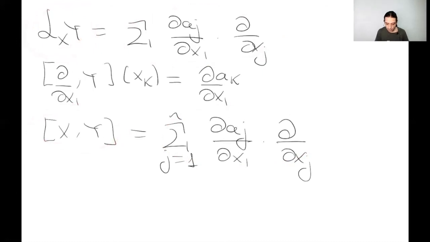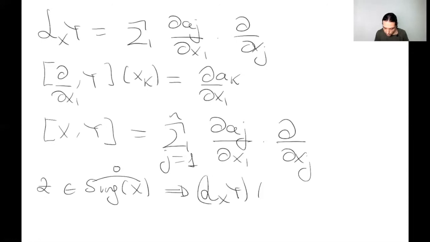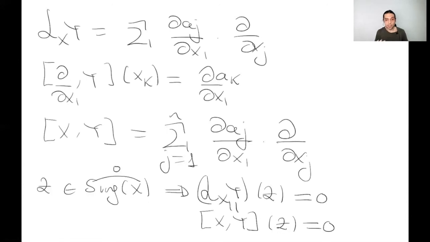Okay? And something that is interesting is that if c is a singular point of x that is an interior point of the singular set, then it is very, very simple to show that this Lie derivative at the point c is equal to 0, okay? And also that the Lie bracket at c is equal to 0. So these two objects coincide. So they coincide in the complement of the singular set, and they coincide in the interior of the singular set.